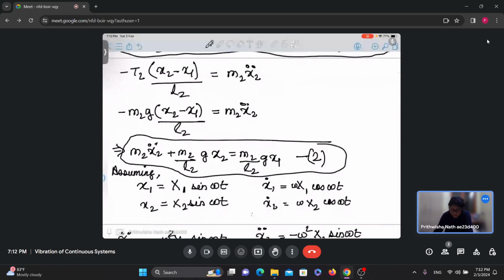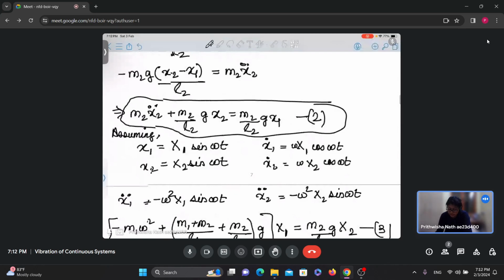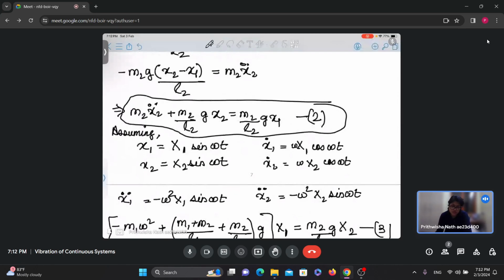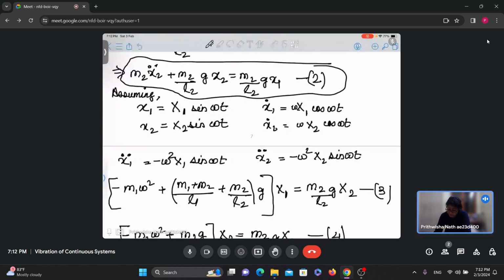Now we assume that x1 equals capital X1 into sine omega t, x2 equals capital X2 sine omega t. Now if we differentiate it once, we get omega X1 cos omega t, omega X2 cos omega t. Now since we require acceleration of the system, we differentiate once again. That becomes x1 double dot equals minus omega square X1 sine omega t and x2 double dot equals minus omega square X2 sine omega t.